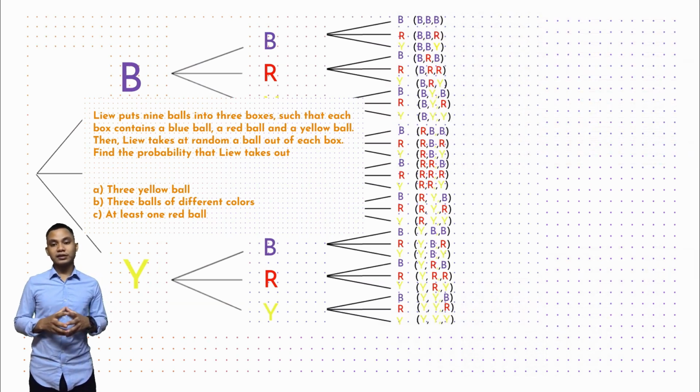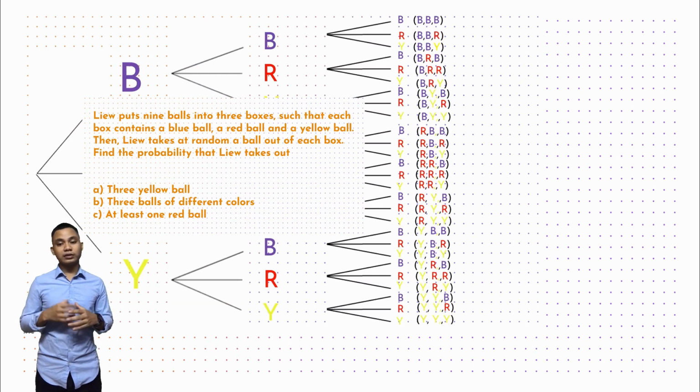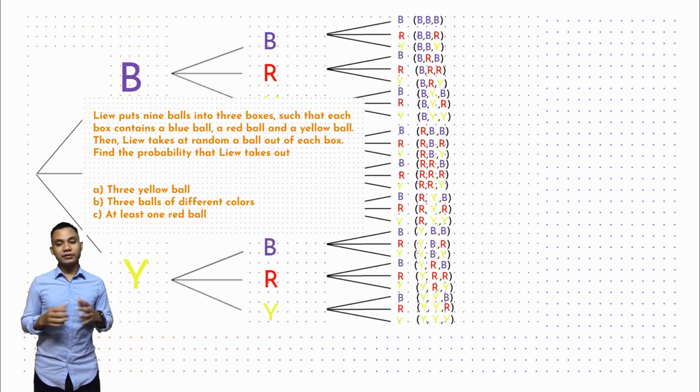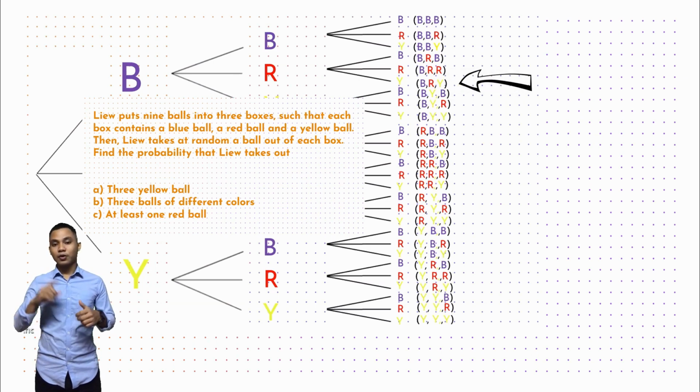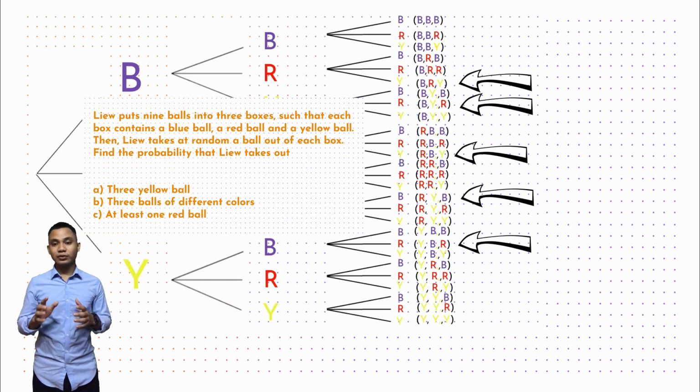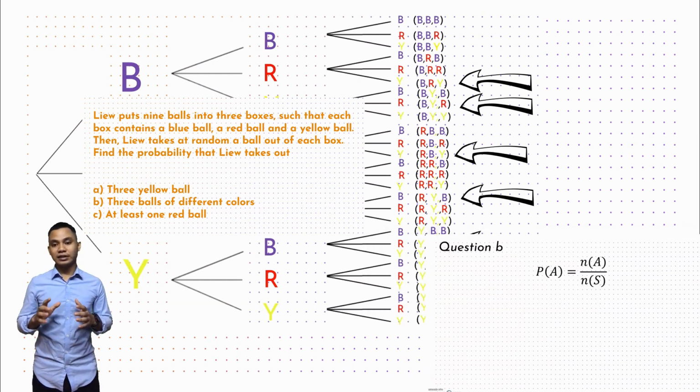The second question asks us the probability that Liu takes out 3 balls with different colors. So how many combinations have different colors? 1, 2, 3, 4, 5 and 6. So it is over the sample space. In other words, 6 over 27, we can simplify it to 2 over 9.